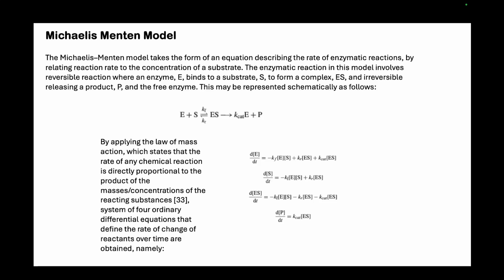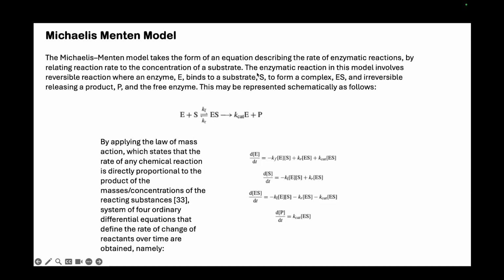So the Michaelis-Menten model takes the form of an equation describing the rate of enzymatic reactions by relating reaction rate and the concentration of an enzyme. The enzymatic reaction in this model involves a reversible reaction where an enzyme E binds to a substrate S to form a complex ES, and an irreversible release of a product P, freeing the enzyme. And this is what is given by this.